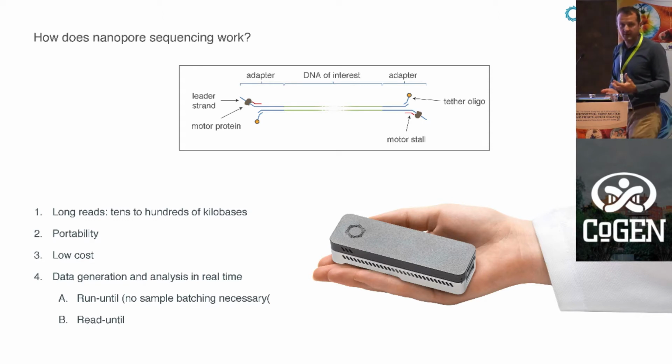Every adapter has got the motor protein preloaded onto it, and that's just an efficient way of making sure that everything that gets the adapter has the motor protein on. But we don't want that to be working its way along the strand until we're ready, so we block its movement with another piece of DNA. It's a very complicated adapter structure.